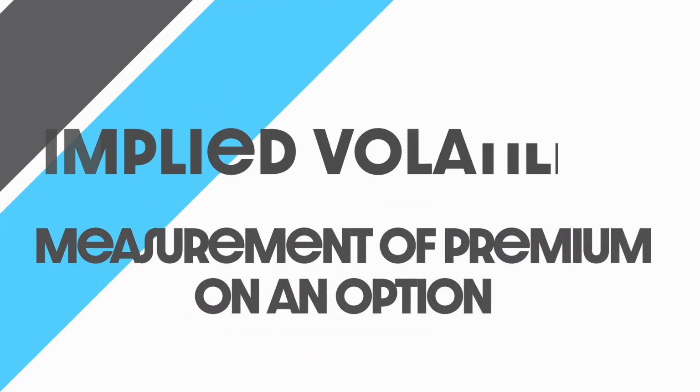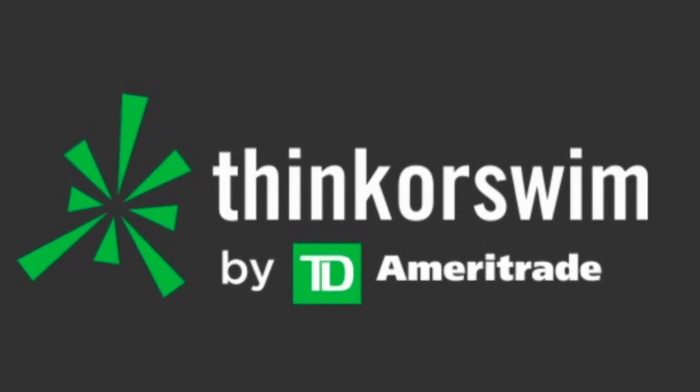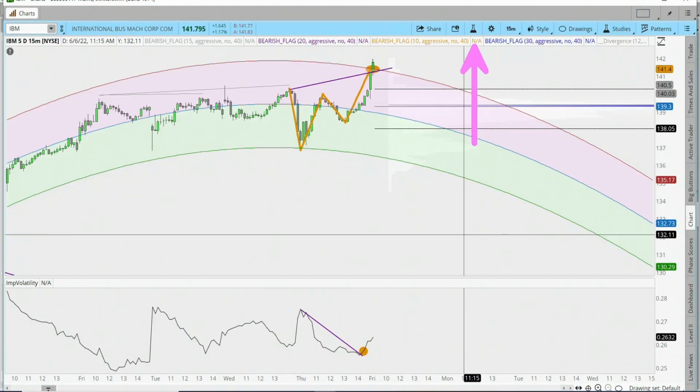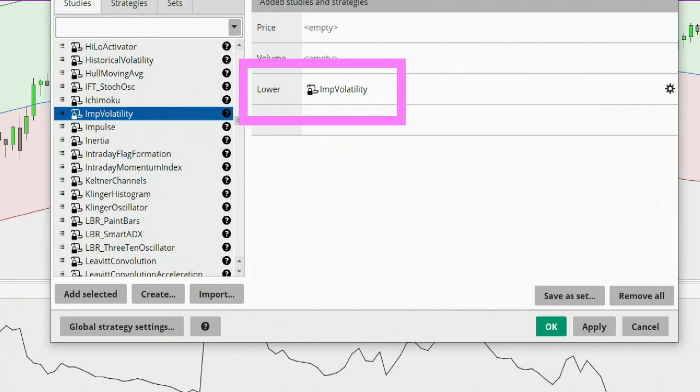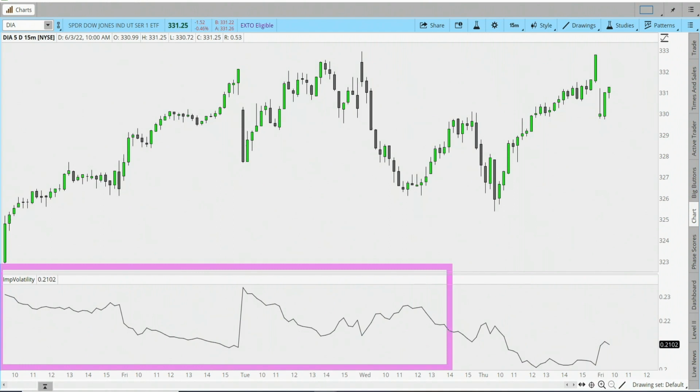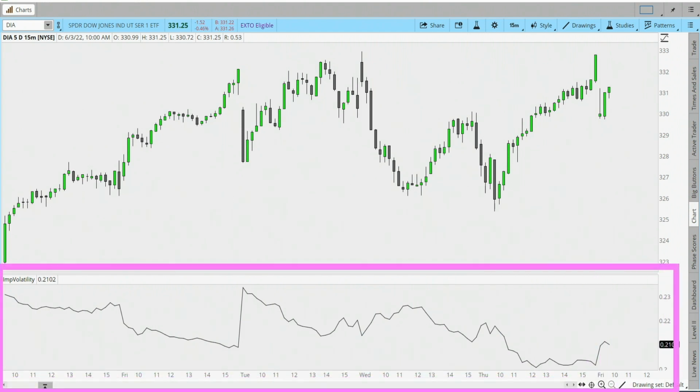Implied volatility is the measurement of premium on an option. In this review, we're going to be using Thinkorswim. Using the Thinkorswim Beaker tab, click on Edit Strategies, double-click on Implied Volatility, and it'll upload to your charts. Click OK, and implied volatility will come up on the lower portion of your charts.